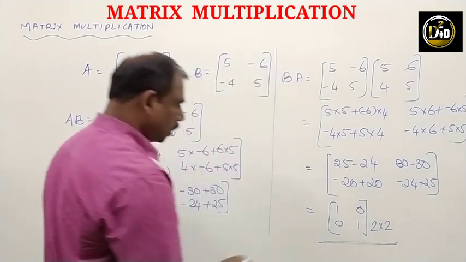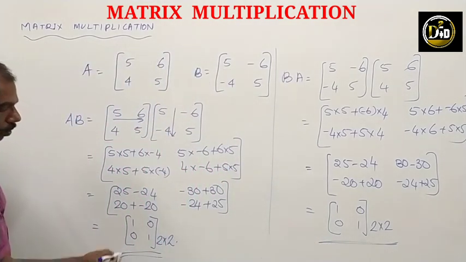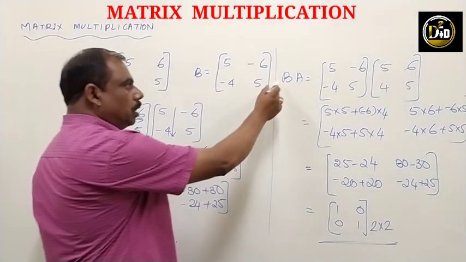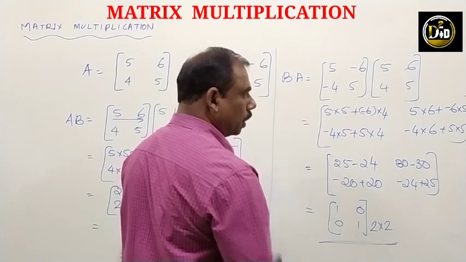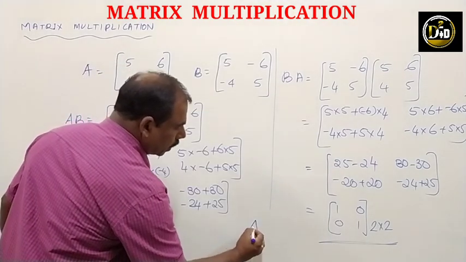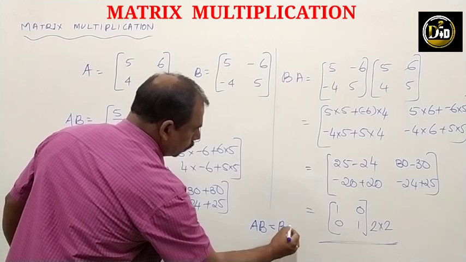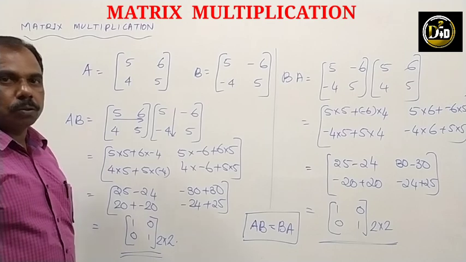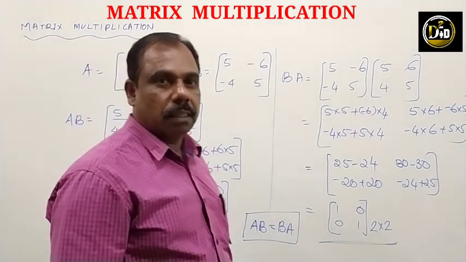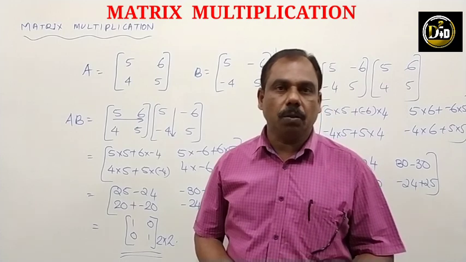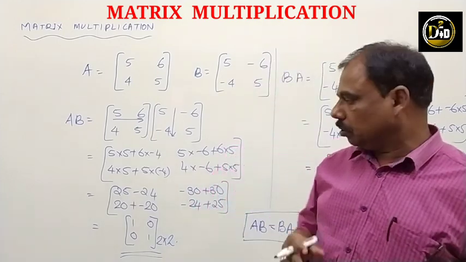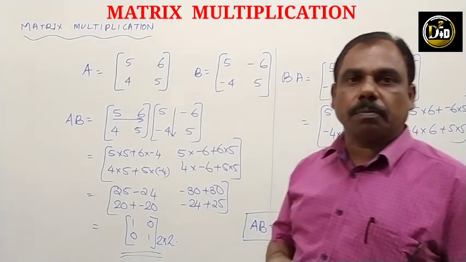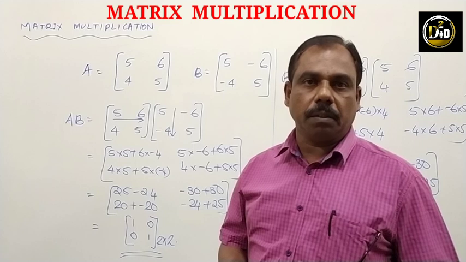We compare the product A into B and B into A. A into B is equal to 1, 0, 0, 1 and B into A is equal to 1, 0, 0, 1. In this case, we find that A into B is equal to B into A. But in the previous example, A into B is not equal to B into A. There are cases where A into B is equal to B into A, but in general, we cannot assume that AB is equal to BA. That's the reason we say that the matrix multiplication is not commutative.